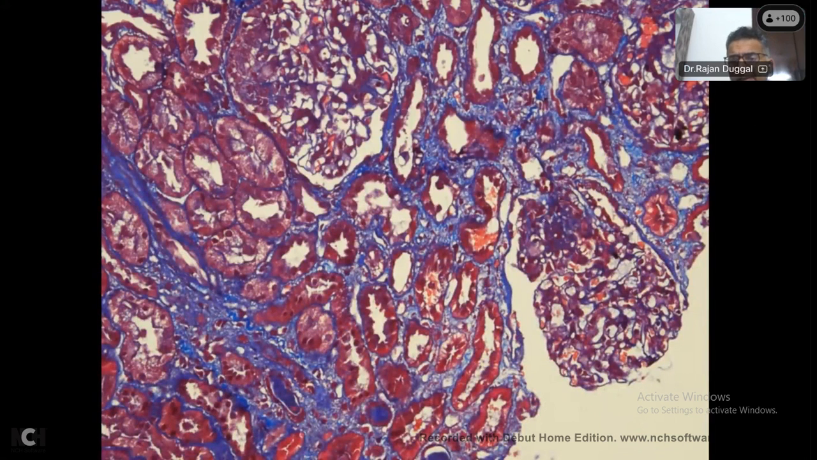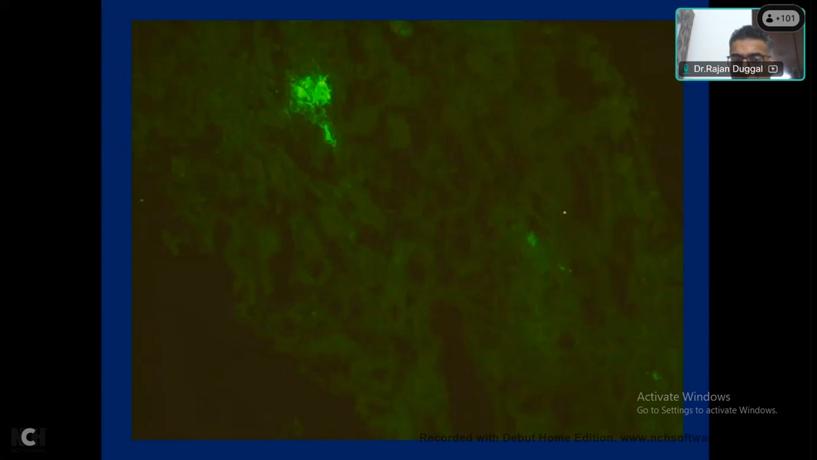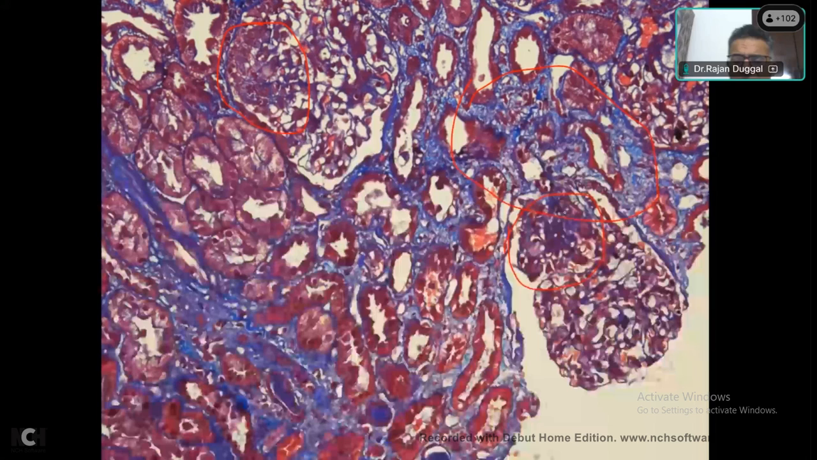So another view to highlight that this is a Masson's trichrome stain which shows these fibrotic patches, and even at this magnification you can see that there is evidence of segmental sclerosis also. Similarly, this area also is showing segmental sclerosis. If you remember my last class, this could possibly be the hilar area of the glomerulus, and this segmental sclerosis possibly is a perihilar variant of FSGS. Okay, Rajan, you have to remember one important thing. Rajan? Yes, sir.